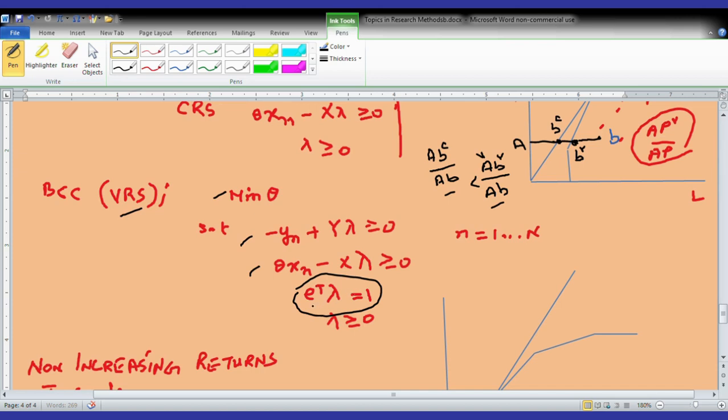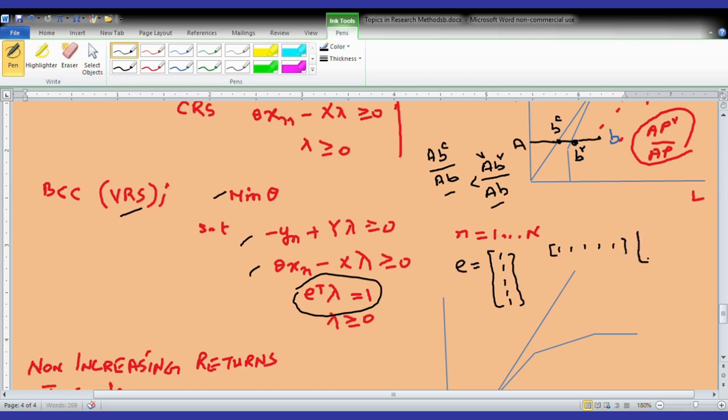And in this constraint, see that E^T actually is the transpose of E, where E is a vector of 1. So E is a vector of 1. So I am having 1, 1, 1, 1, 1 because I have 5 lambdas. So I will have 5 ones. And then I take the transpose of it, and I multiply it with the vector lambda.